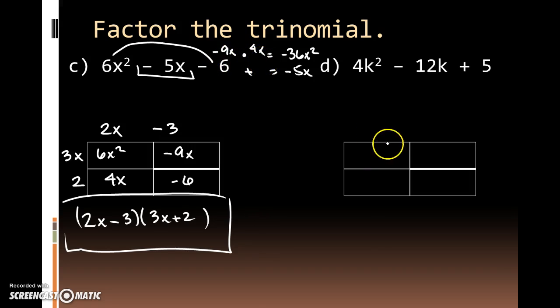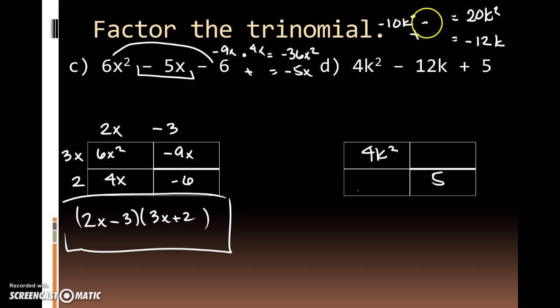Okay, and then for your last one, hopefully you put your 4k squared and your 5 here. And then you were looking for two numbers that multiplied to give you 20k squared and added to give you negative 12k. And when you were coming up with those numbers, I believe you found that negative 10k and negative 2k worked. If not, go ahead, press pause and get ahead of me. And then you put those on your diagonals, of course. And then you factored each column and then each row as well.